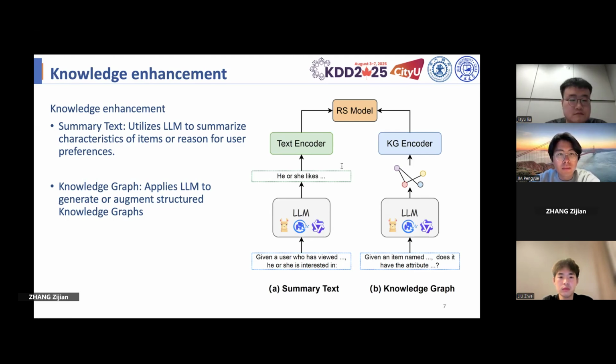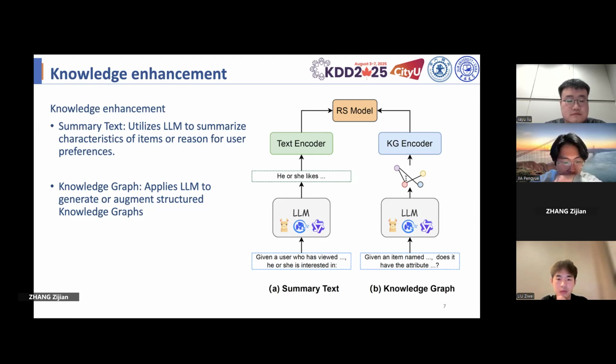On the left, we have summary text augmentation. Here, the LLM is prompted with existing users or item textual interactions. For example, given a user who has viewed something he or she is interested in, the LLM then generates a summary text like he or she likes something, which captures the user's preferences or item's characteristics. This summary text is then often encoded by a general language model such as BERT and used as an extra feature for the RS model.